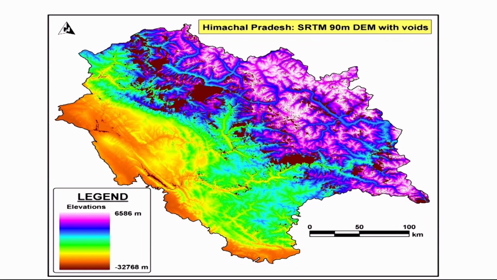Now the problem about the voids. In the 90 meter resolution DEM it had voids, and voids get the no data value in GIS. The no data value assigned here is minus 32768, that is the no data value, not the 0 value. And now how to get rid of these voids, because if we get rid of voids then this digital elevation model will become very smooth, and then we can use it for different analysis purposes.